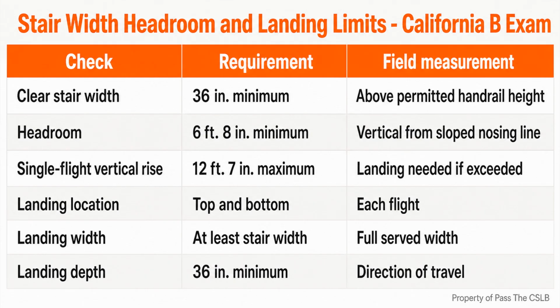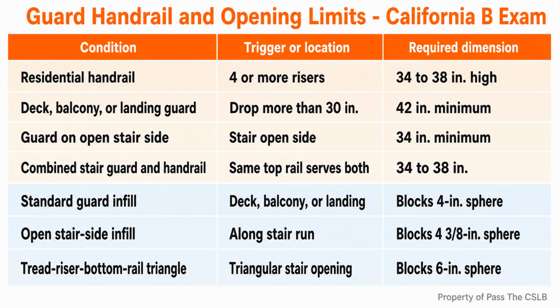The open side of a stair has a different height rule. A residential stair guard can be at least 34 inches high. When the top of that stair guard also serves as the handrail, the combined top has to stay between 34 inches and 38 inches. That range satisfies the stair guard condition while keeping the graspable surface at handrail height.